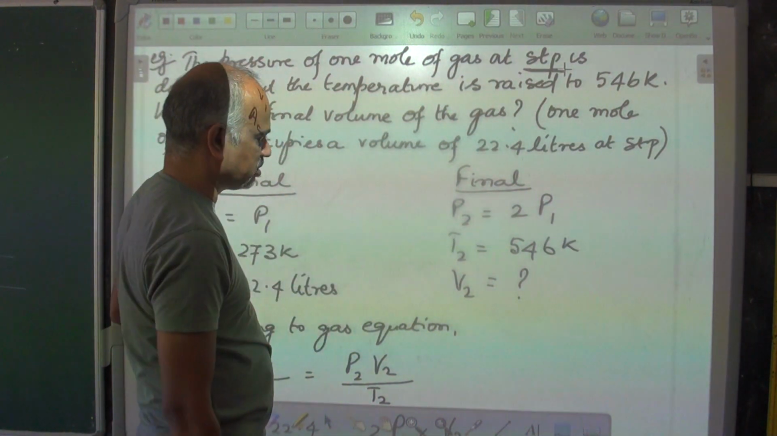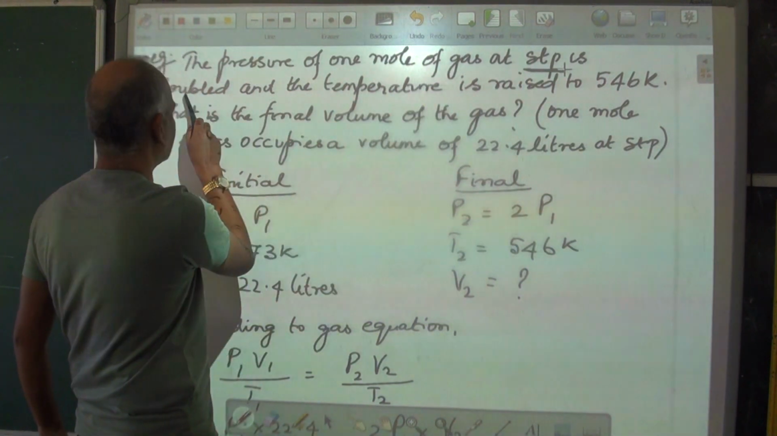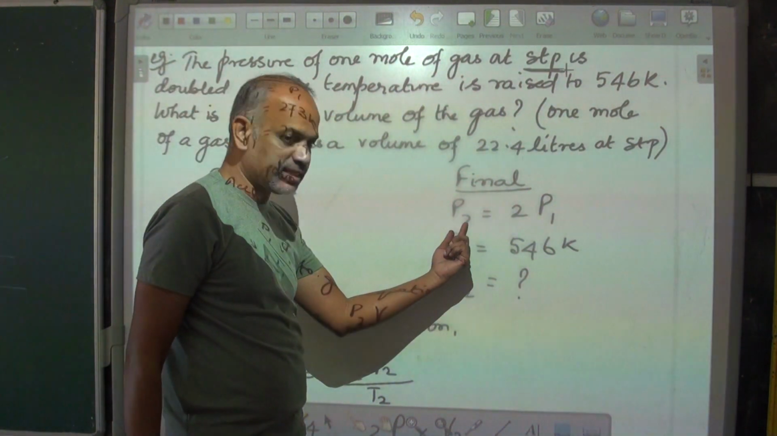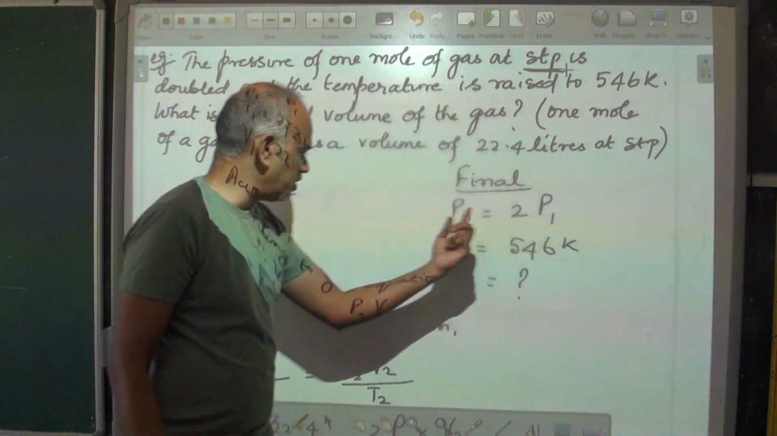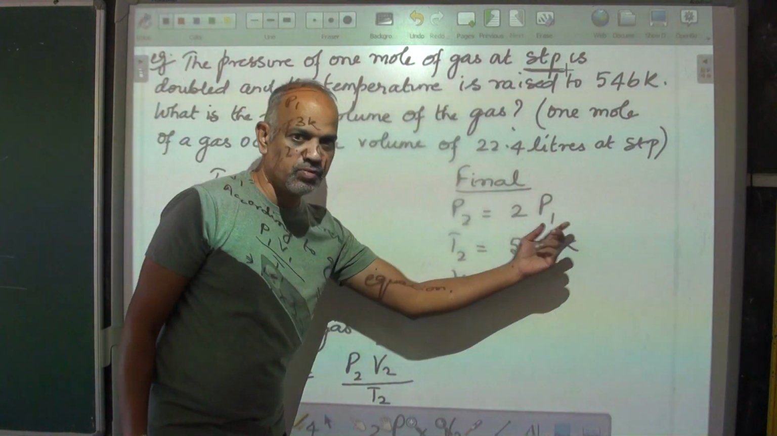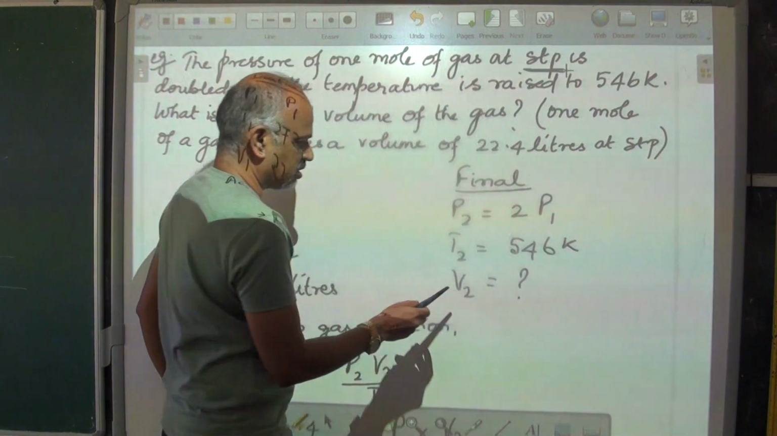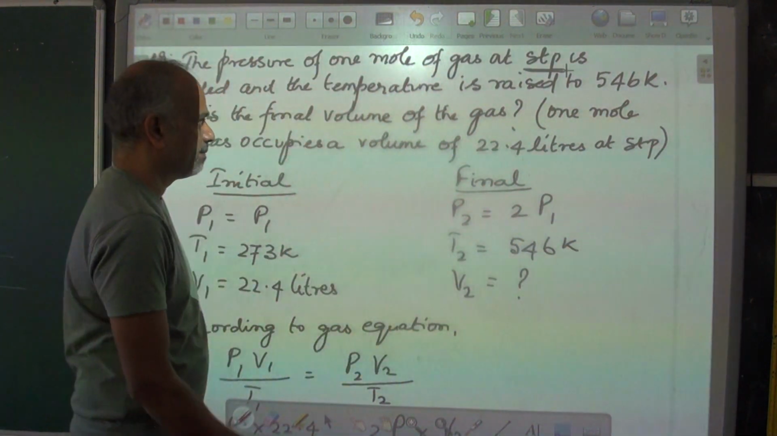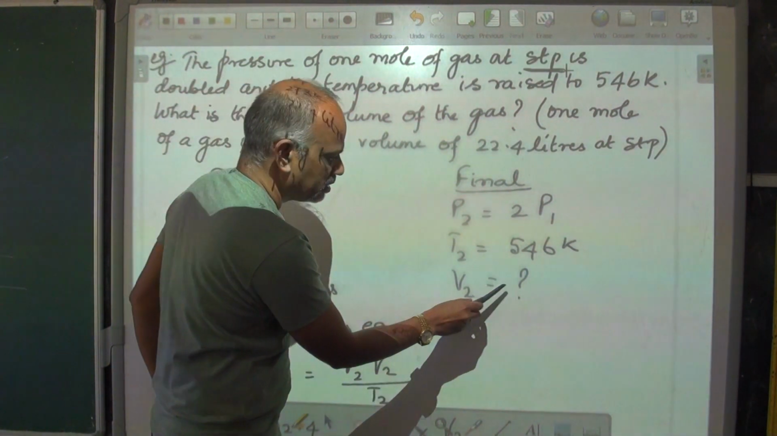About the final values, the pressure is doubled. Original pressure was P1, now the pressure in the second case is doubled. Double means 2 times. 2 times the original pressure, 2 into P1. And the temperature is raised to 546. The second temperature is 546 Kelvin. Question is, what is the final volume? Final volume V2 is not known.